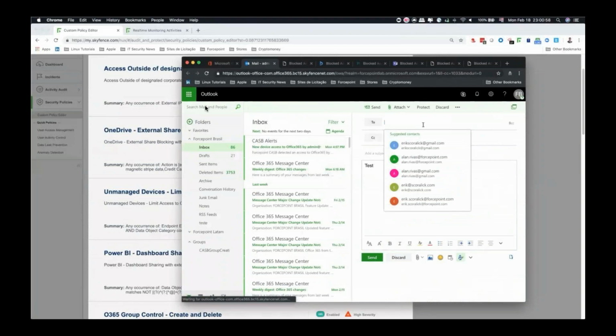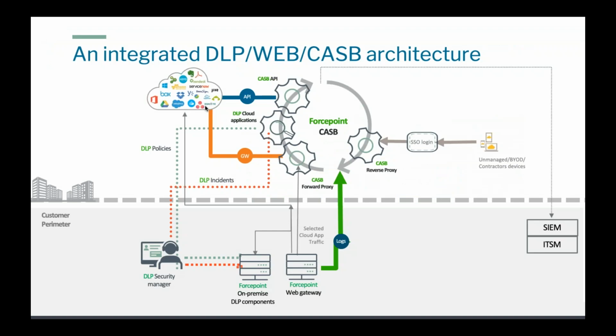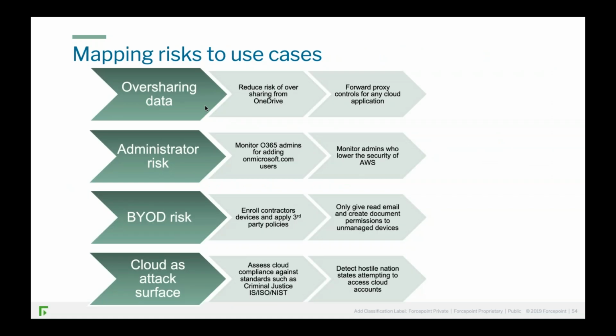The architecture for our CASB is fully integrated. It's modular, although from a licensing point of view, you don't have any extra to pay. And if you've got DLP, you can extend that in. If you've got web security, you can seamlessly and transparently proxy traffic. So going back to use cases, you remember there's 5 use cases in Shadow IT plus these 4.